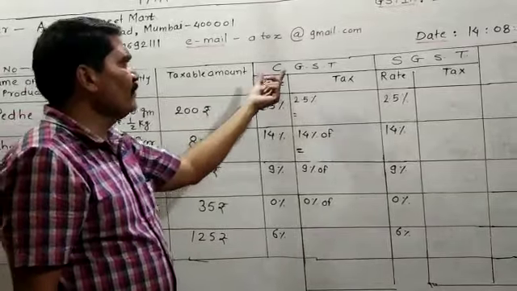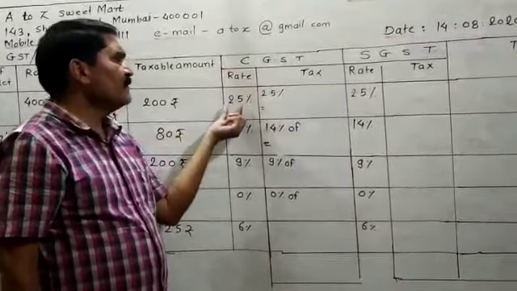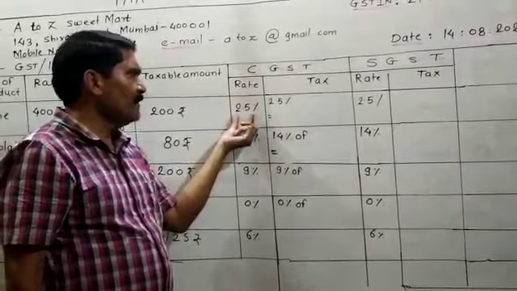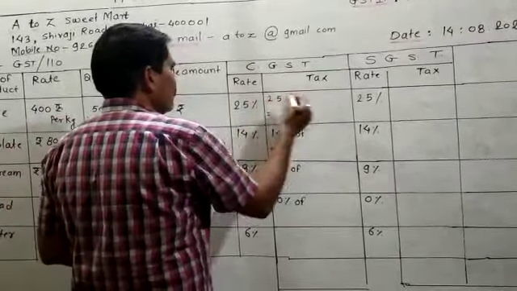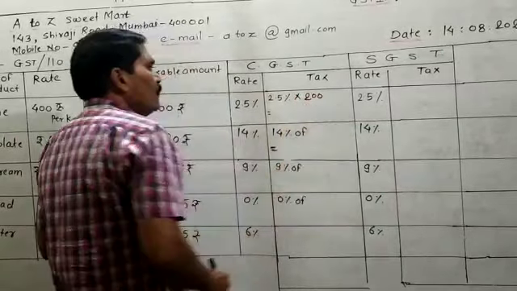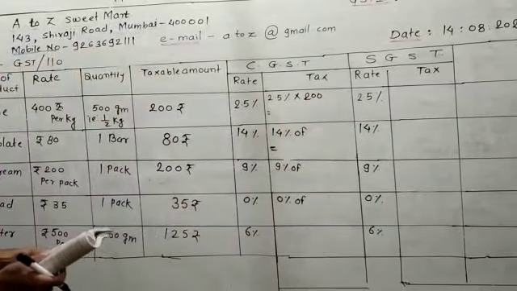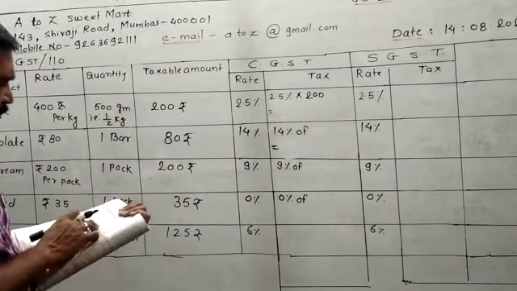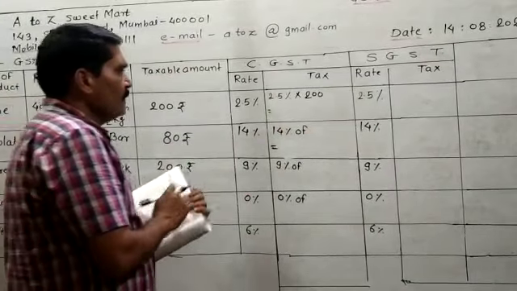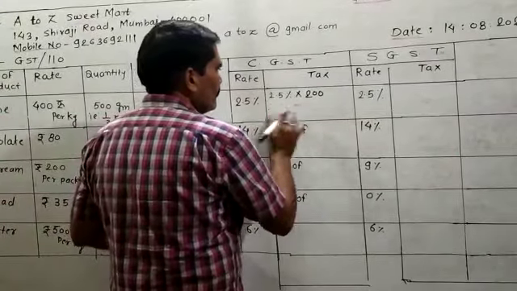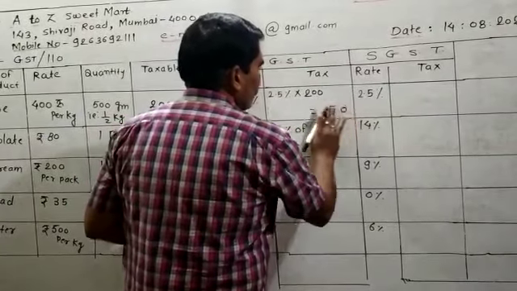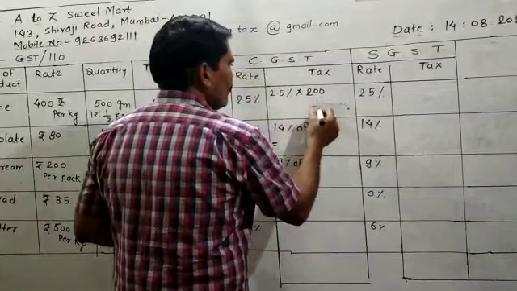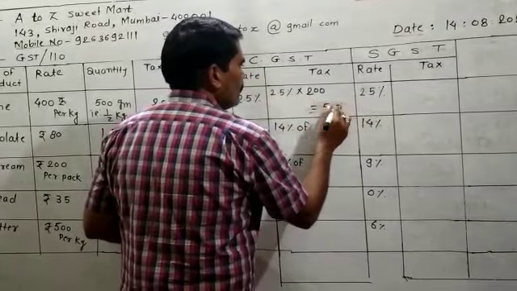Then you have to find out the CGST. CGST is 2.5%. So 2.5% of the taxable amount, 200. If we calculate 2.5% of 200, it comes to 5.0 rupees.